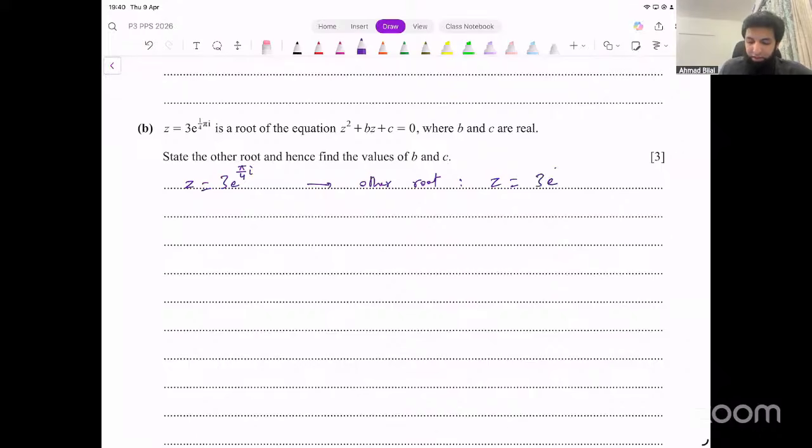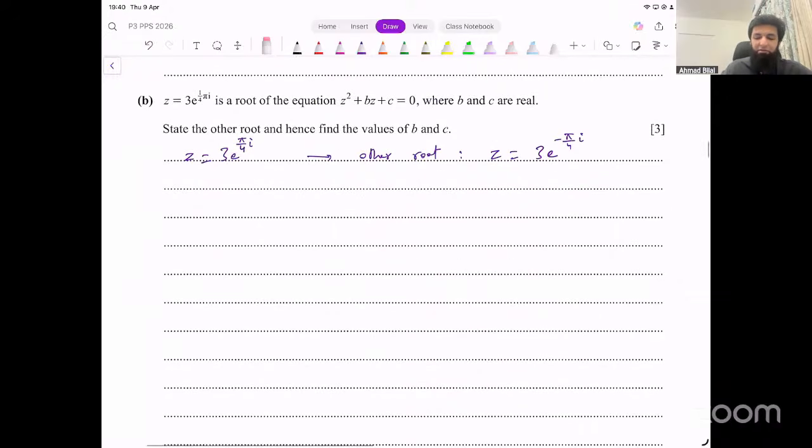3e raised to power negative pi over 4 iota. Right? That's what the conjugate of this number is going to be. We just put a negative sign with the argument using the same logic that we saw above. Now they're saying find the values of b and c. If these two are solutions of this equation, we can see how we can find the values of b and c. Now, input both of them there and try to solve the equation. Let's see if we can do that.